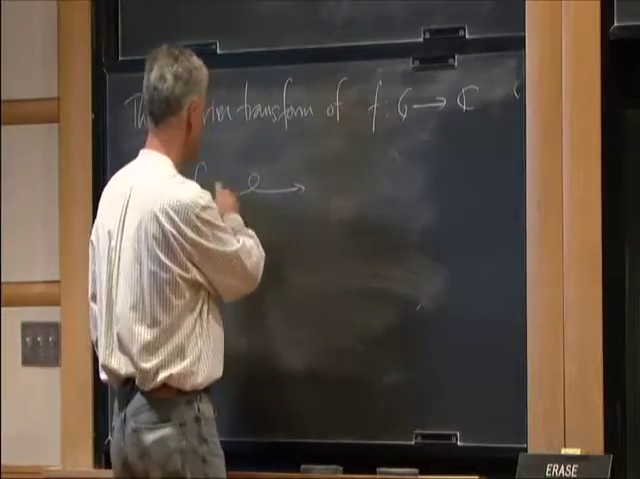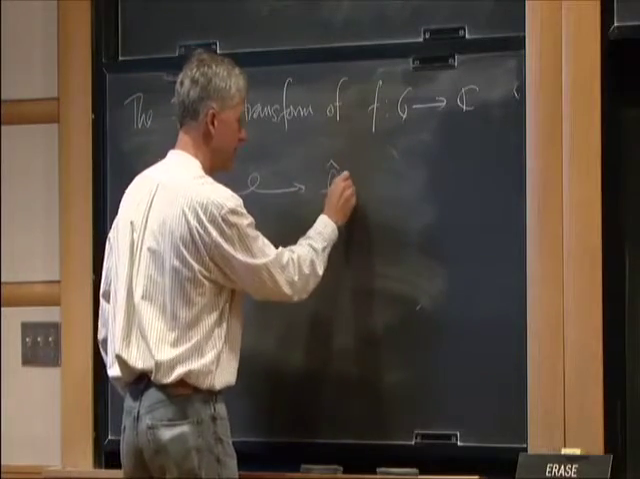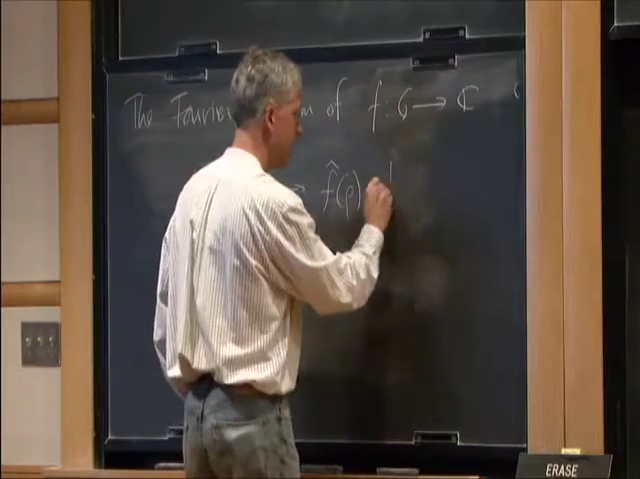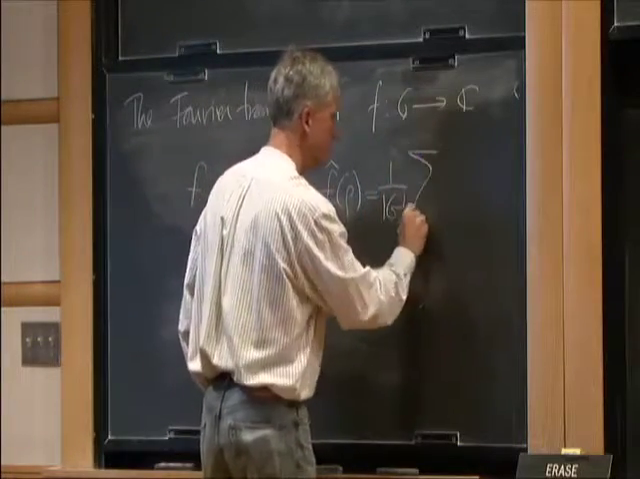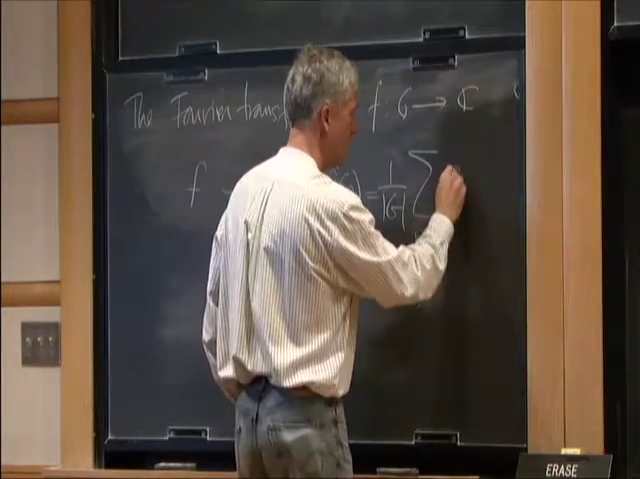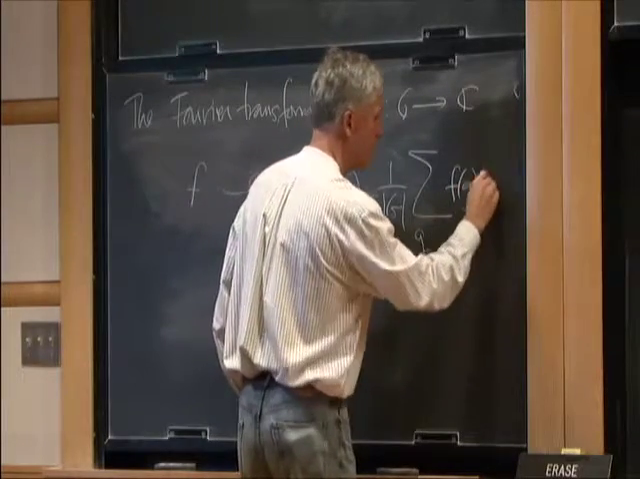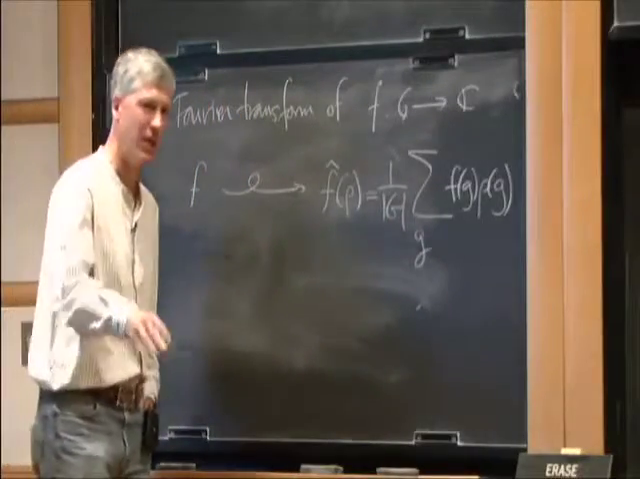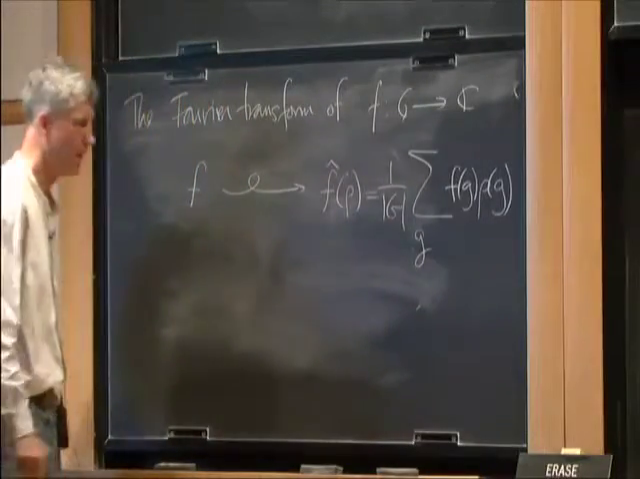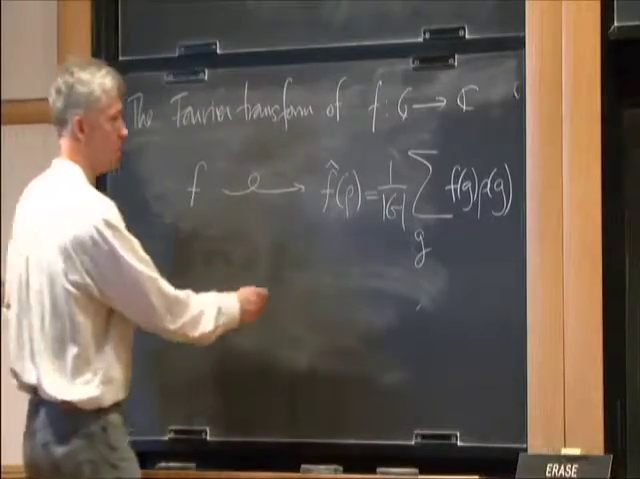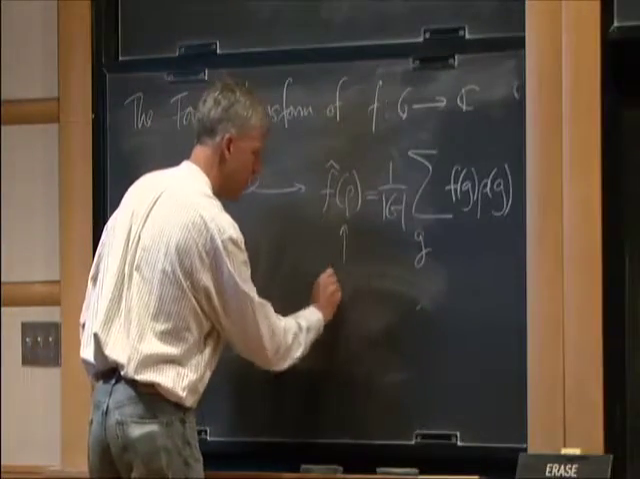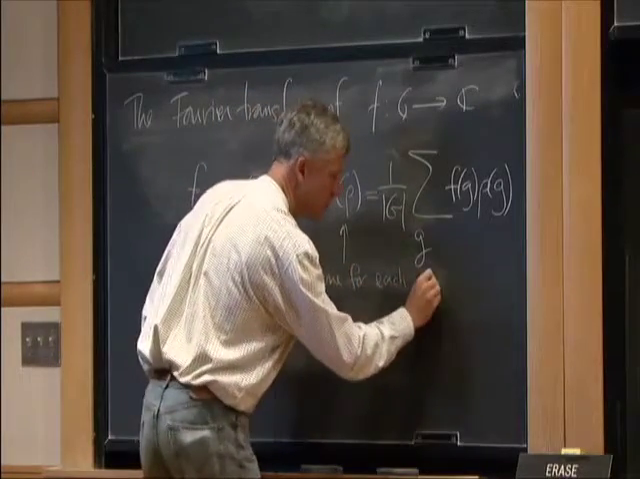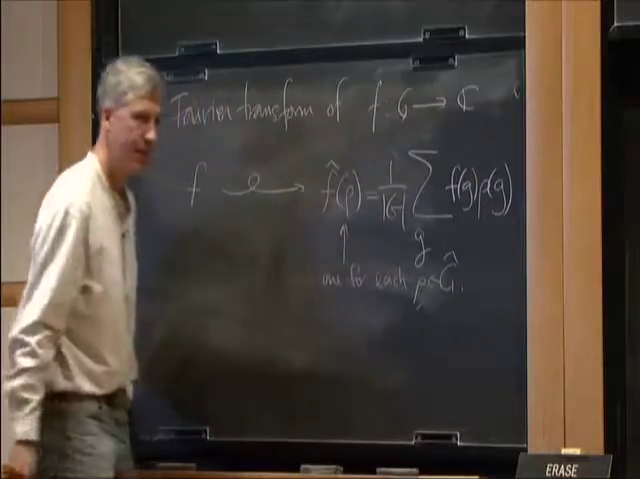So this associates with f a bunch of Fourier coefficients, one for each representation rho. And this is f hat of rho. You'll notice I'm using a slightly different convention from the one I used in the abelian case, but don't let that bother you. And so we have one of these for each rho in G hat.